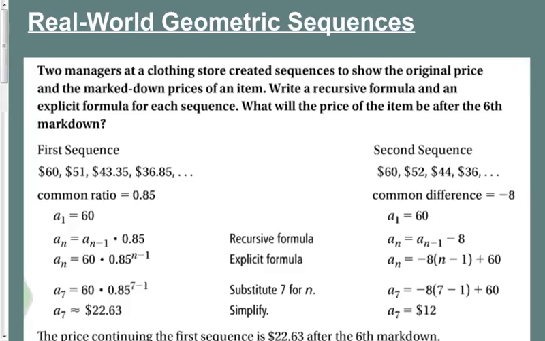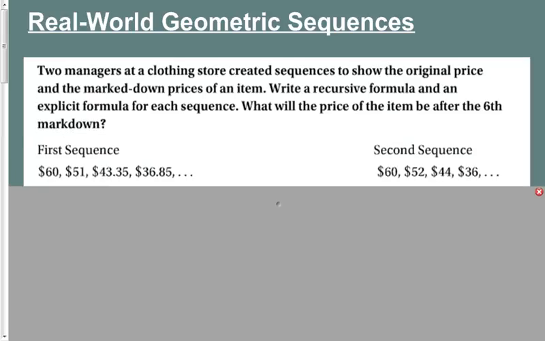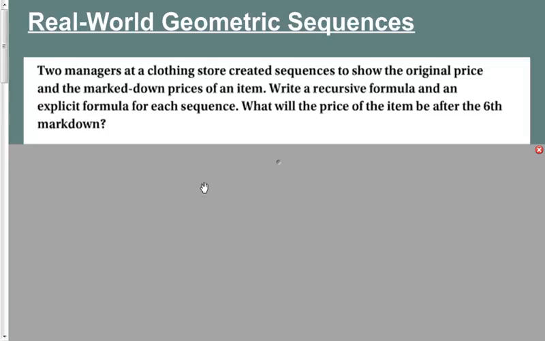The last thing I want to do is just a real world application of this. So let's read this together first. Two managers at a clothing store created sequences to show the original price and the markdown prices of an item. Write a recursive formula and an explicit formula. We're not going to do the recursive, just explicit for each sequence. What will the price of the item be after the 6th markdown?